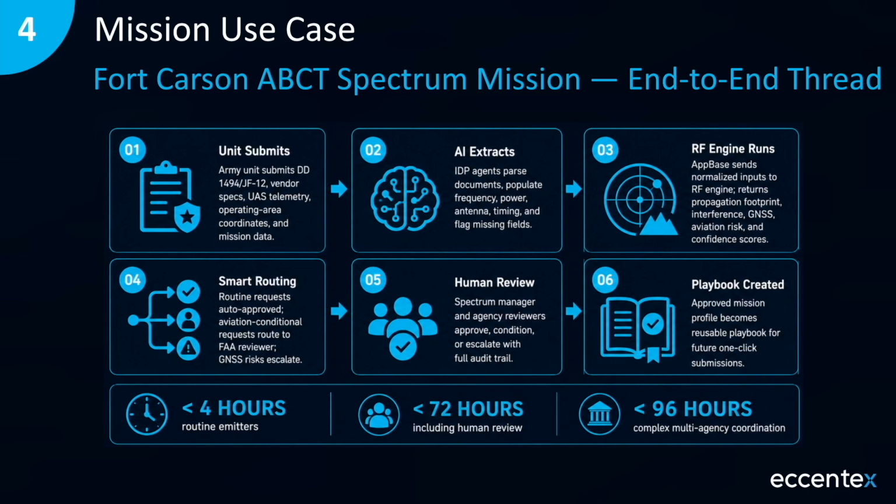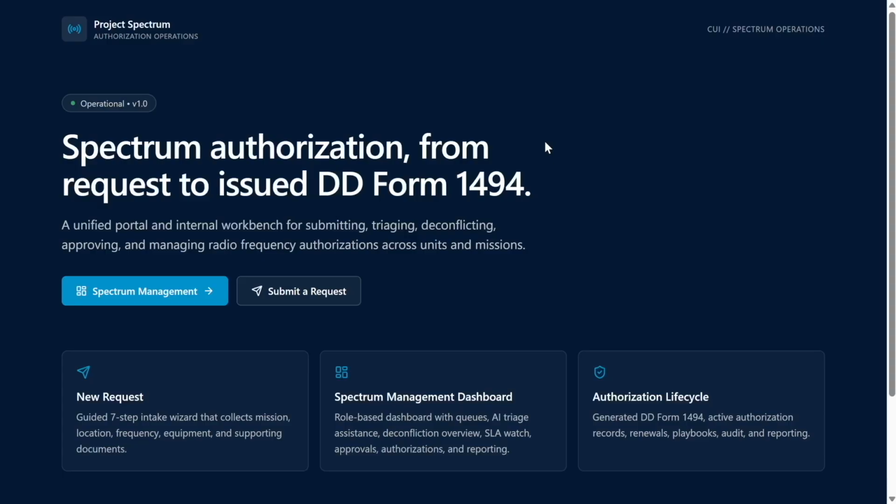In this demonstration, we show the end-to-end Spectrum authorization process, from portal submission through document data extraction, RF modeling, case management, human review, and playbook creation with leadership visibility. The portal experience begins on a clean, intuitive homepage designed with one primary goal: simplicity. For the purposes of this demonstration, we've pre-populated many of the fields so we can focus on the end-to-end workflow rather than manual data entry.